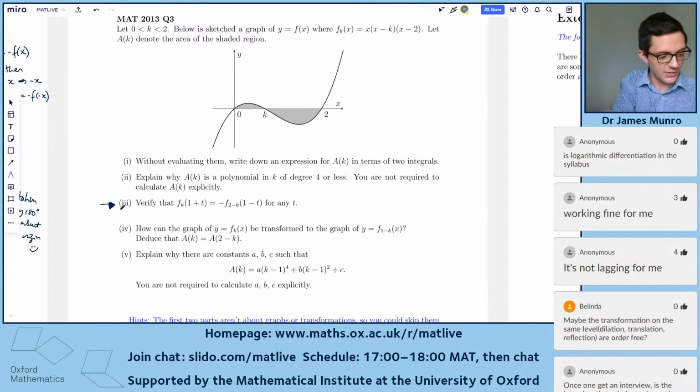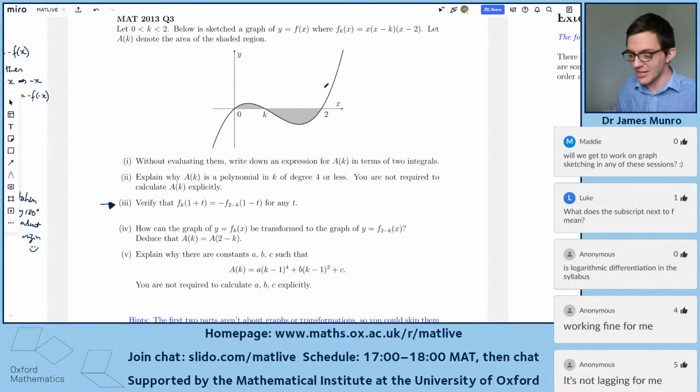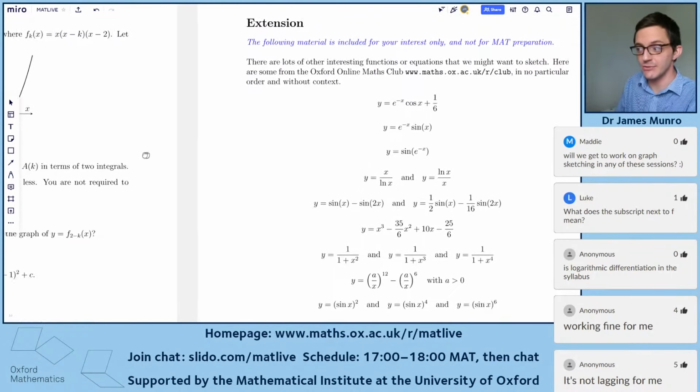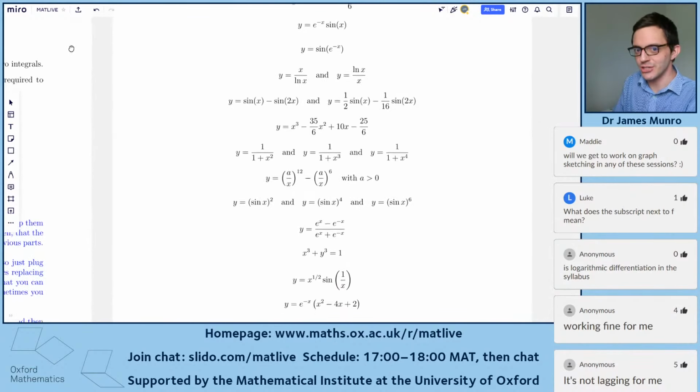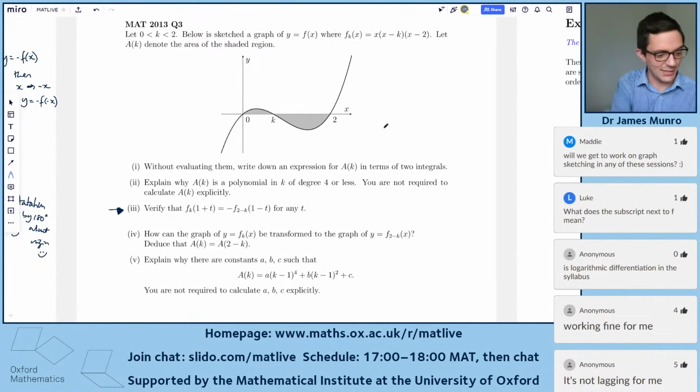Yes, okay, so this question is very tricky. Luke's asked about the subscript next to f, so I feel like we're going to go up to the top of the question in a moment. And will we get to work on graph sketching in any of these sessions? Oh, I was hoping we were going to do some graph sketching. I've picked maybe a long question that doesn't have that much graph sketching in. Maybe at some point in one of the sessions, I will need to look ahead. Good question, Maddie. The extension has got lots of interesting graph sketching that you might be interested in. If you're looking for things to sketch, why not check out the extension material? Right, that was a quick advert for the worksheet we're already looking at, so that was a bit weird.